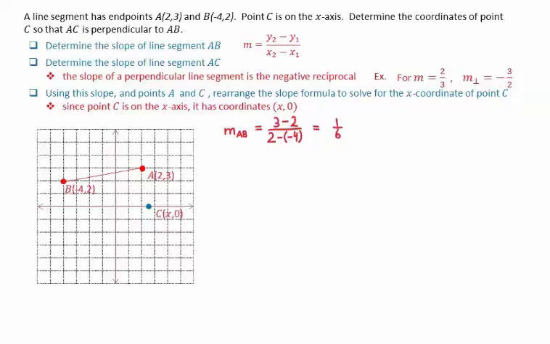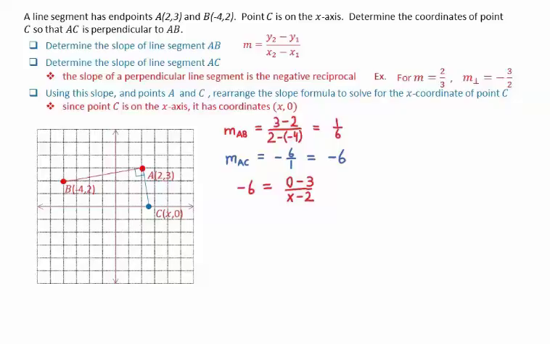For point C, which we know must be on the x-axis at (x, 0), we know that the slope must be the negative reciprocal of 1/6, which will be -6/1, or simply -6. We can substitute this slope into the equation for the slope of a line. -6 is equal to 0 minus 3, note this is the change in the y-coordinates, divided by x minus 2, the change in the x-coordinates.